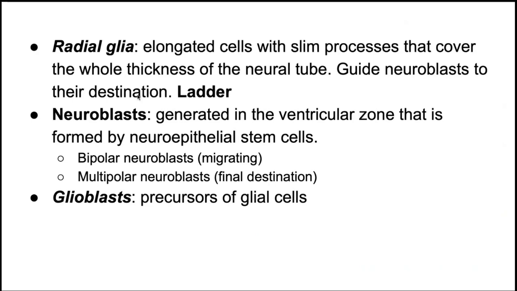The neuroblasts, these are cells that are generated in the ventricular zone, and they're formed by your neuroepithelial stem cells. So you're going to have your neuroblasts that are going to be climbing and using your radial glia as a ladder to get to where they want. You're going to see two types of neuroblasts. You're going to see bipolar neuroblasts. These are your cells which are going to be migrating, and you're going to see your multipolar neuroblasts. These are what they're going to change into once they've reached their final destination. You're also going to have your glioblasts, and these are going to be your precursors for your glial cells.